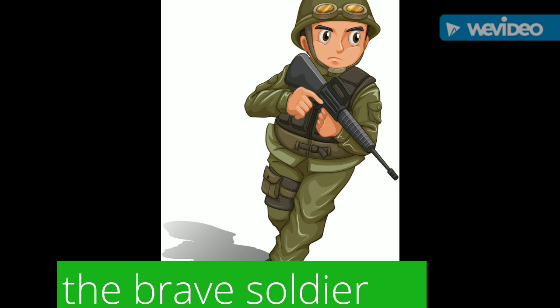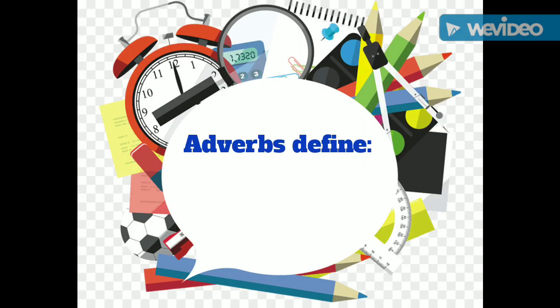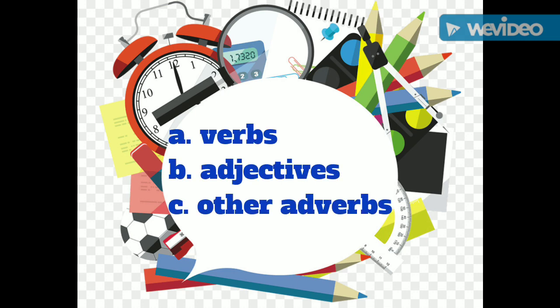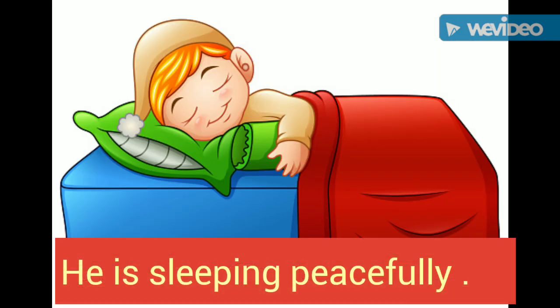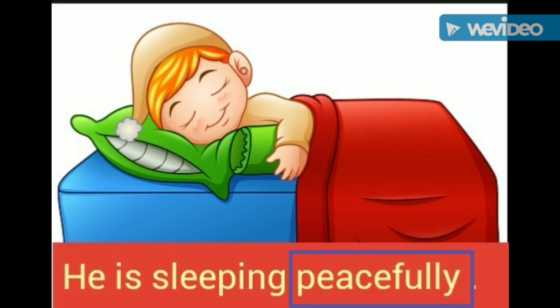Now, how can we describe a verb, adjective and other adverbs? Let's make some additions to the examples that have already been discussed. He is sleeping peacefully. Now, peacefully is telling us how he is sleeping. It is describing the verb sleep, so here the word peacefully is an adverb.